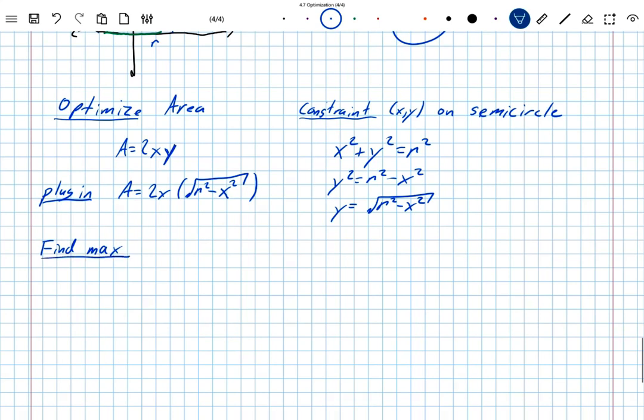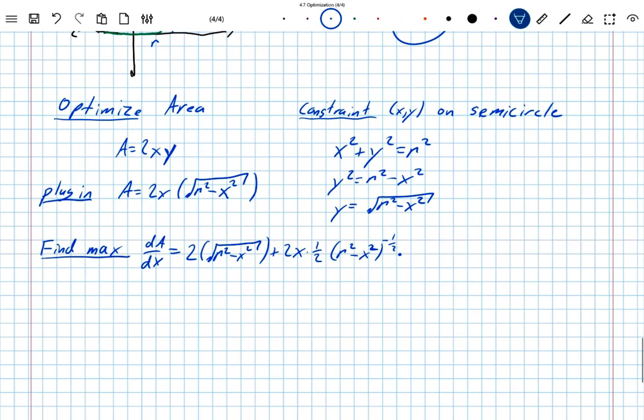So I'm going to take dA/dx. It is equal to, I've got to do a product rule here. So I get 2 square root of r squared minus x squared, plus 2x times 1/2 (r squared minus x squared) to the negative 1/2. That is my derivative of a square root when I think of a square root as a power of 1/2. You could have always written that as 1/2 over the root of all that stuff.